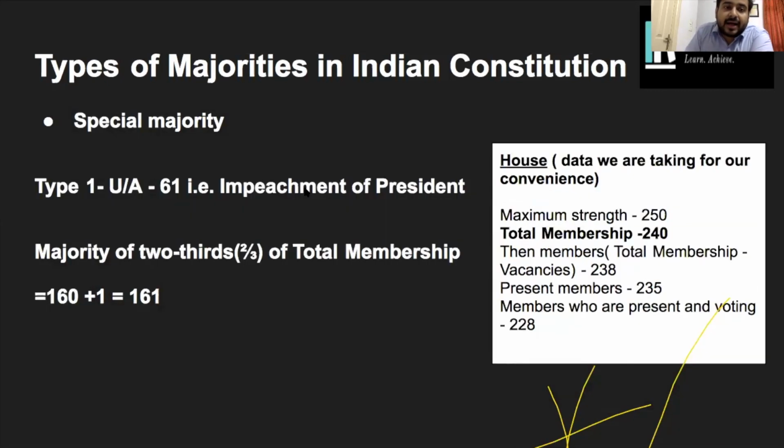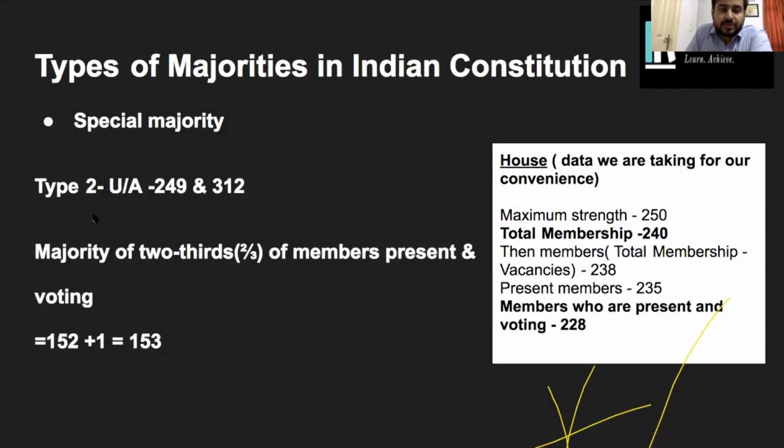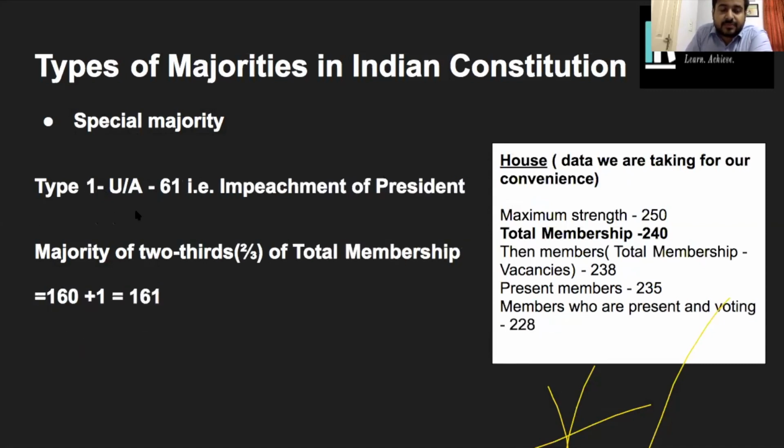Now another important majorities are special majority, which are of three types: special majority 1, special majority 2 and special majority 3. इसमें अगर हम फर्स्ट स्पेशल मेजॉरिटी देखें, it is the strictest and the most stringent type of majority जो किसी भी रेजोल्यूशन को पास करने के लिए यूज हो सकती है, and that is to be used in the impeachment of the President of India under Article 61. This majority deals with the majority of 2/3 of the total membership.